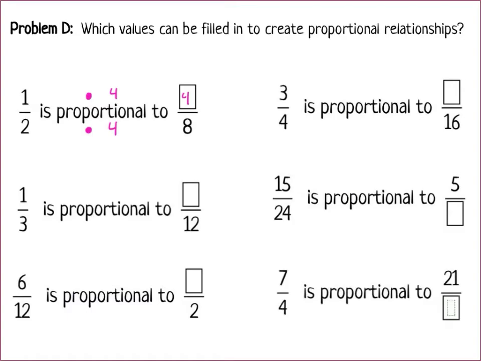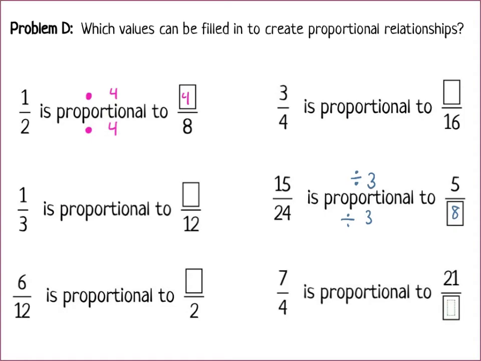And again, that's going to be proportional to 1/2. Now let's look at another one on the page. 15/24 is proportional to 5 over, we don't know. So we have to figure out how we're going to get from 15 to 5, because we can't figure out how to get from 24 to the blank without that. To get from 15 to 5, we have to notice that we're not going to be multiplying because our number didn't get bigger. So we're going to be dividing. To get from 15 to 5, we're going to be dividing by 3. So 15 divided by 3 is 5. So I have to do the same thing to the bottom. 24 divided by 3 is 8. So now we know that 5/8 is proportional to 15/24.